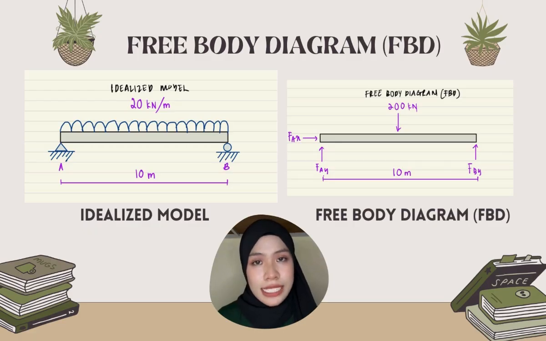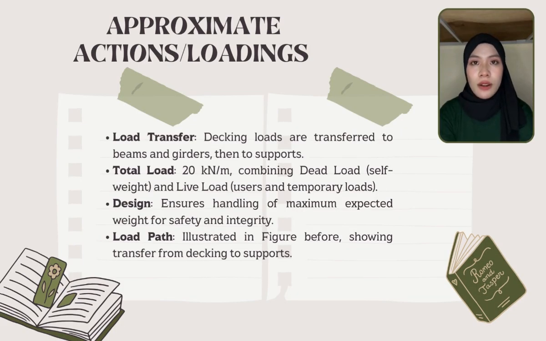This slide illustrates the free body diagram and the idealized model of the bridge. The idealized model shows a distributed load of 20 kN per m over the 10 meter span with supports at points A and B. The free body diagram simplifies this to a central load of 200 kN with reaction forces at the supports. These diagrams are essential for understanding the forces and moments on the bridge, ensuring its structural safety and integrity.